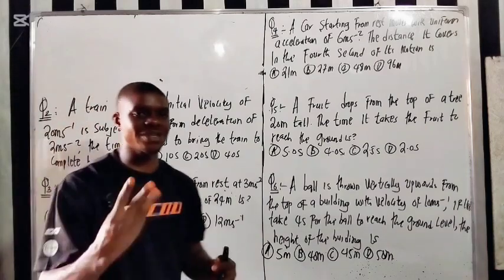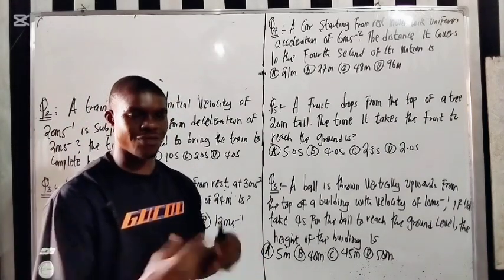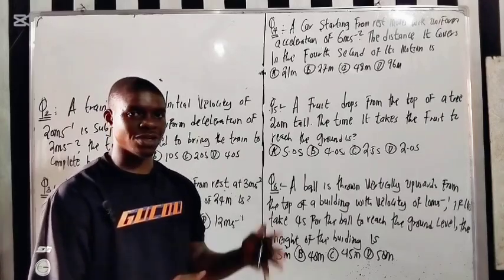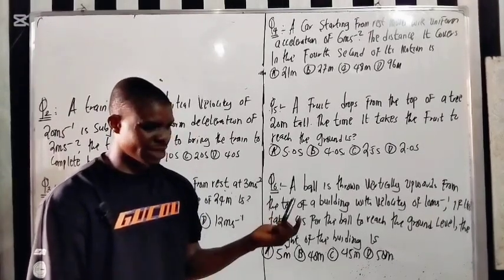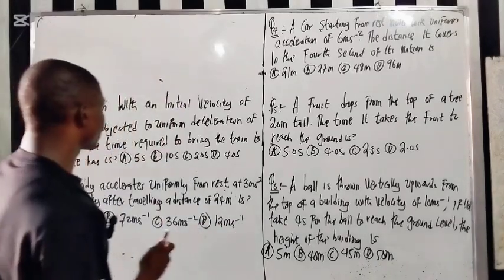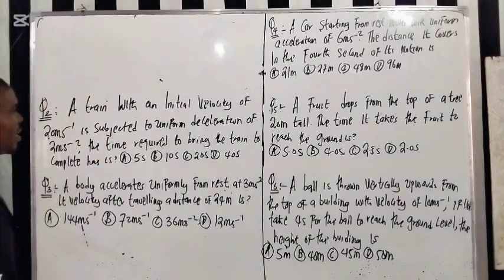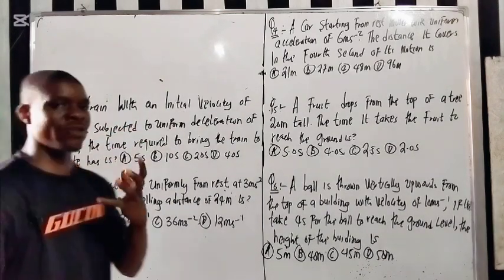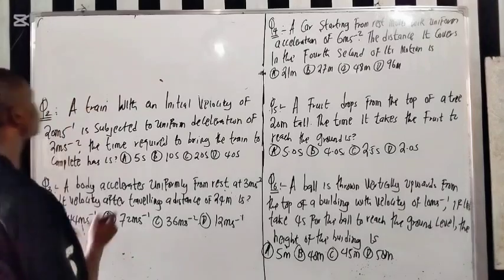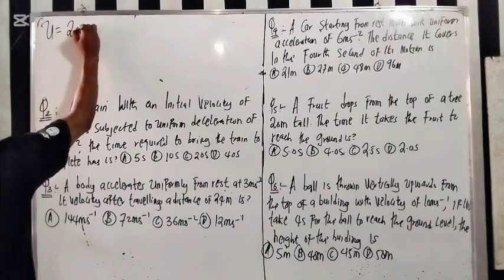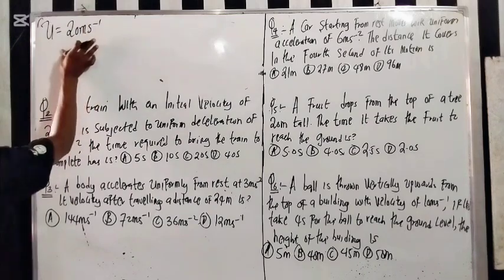And we have 3 main equations of motion. If you have checked my video, they're in Kinematics 2. If you have not checked out that video, please kindly check it out. Now, a train with an initial velocity of 20 meters per second. Whenever I talk about initial velocity, I talk about u. So u is 20 meters per second, right?